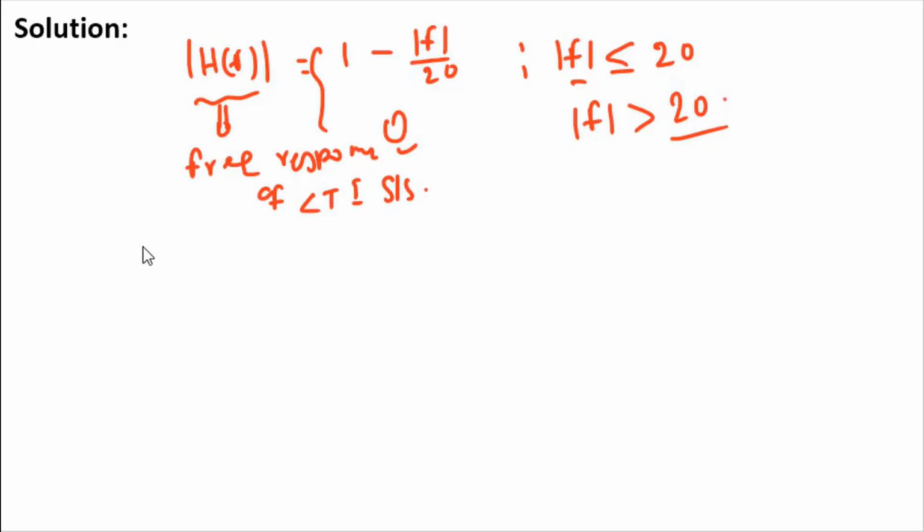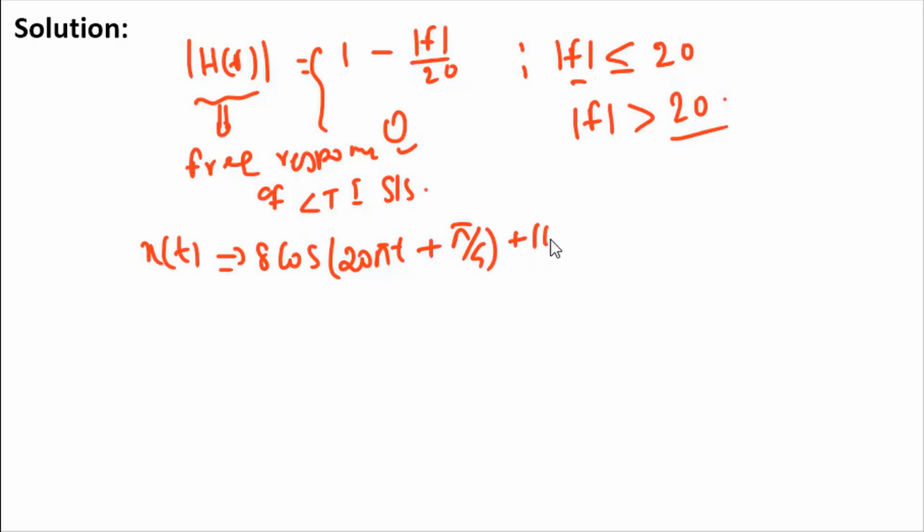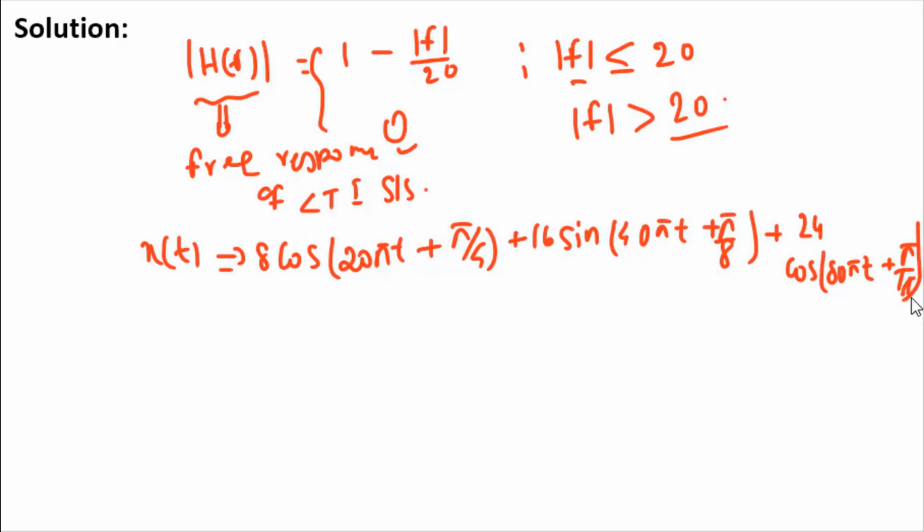Now you are putting the input x(t) as a sinusoid to this LTI system, where x(t) is given as 8 cos(20 pi t plus pi by 4) plus 16 sin(40 pi t plus pi by 8) plus 24 cos(80 pi t plus pi by 60). So this is given as x(t) in this question.